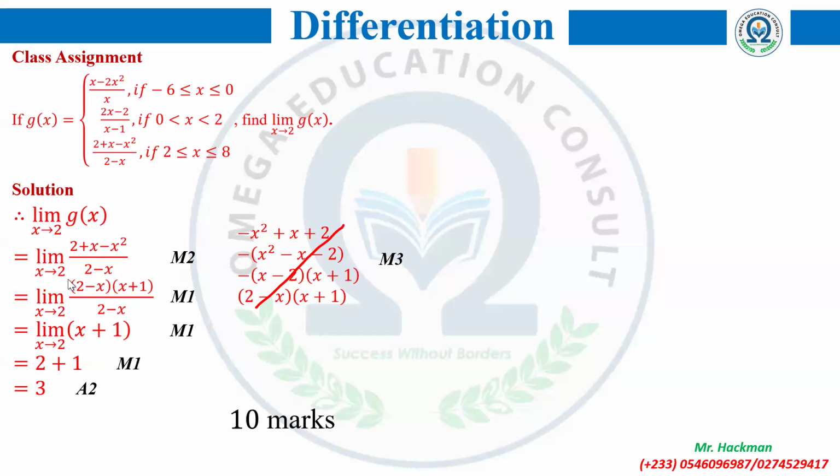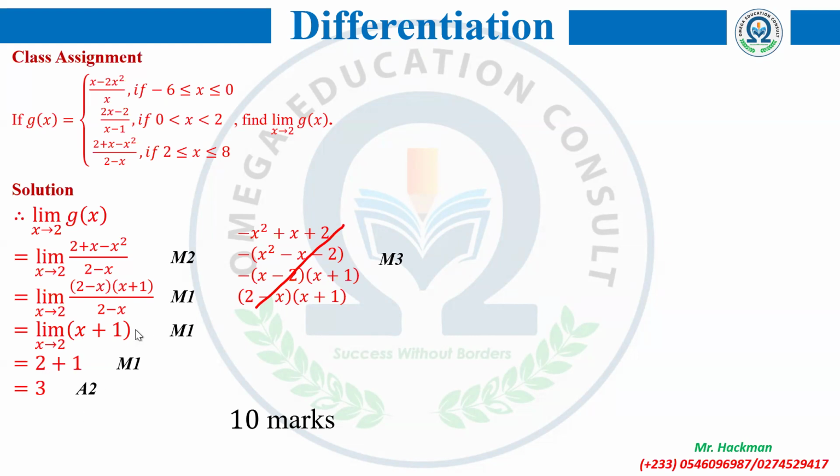This 2 minus x will cancel this 2 minus x. Now you imported this one here, this cancels that. That gives us the limit as x approaches 2 of x plus 1. It should be in brackets. If it's not in brackets, I'll come with the penalties. So it will be M0, then A0.